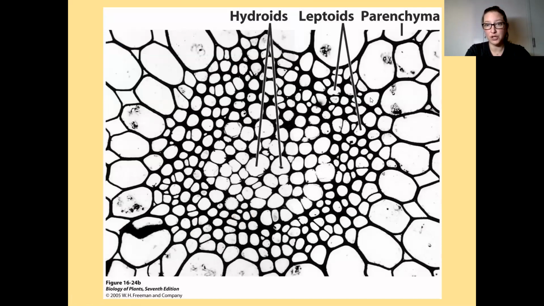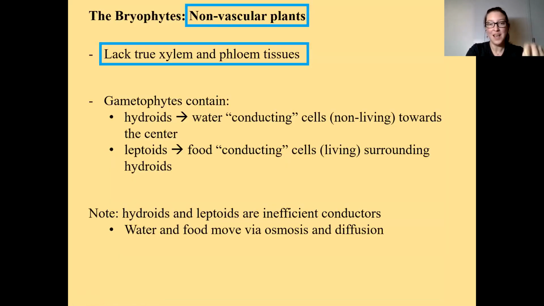This is just showing you a picture of what it kind of looks like. It's not that mind-blowing of a picture, unfortunately. But the main thing this is showing you is that the hydroids are towards the center and the leptoids surround the hydroids. The reason why that's kind of important and interesting is that when you do get to the vascular plants, it's a similar structure in terms of xylem and phloem, in that the xylem is always toward the center and the phloem is always outside of that. So hence why we have this slide here.